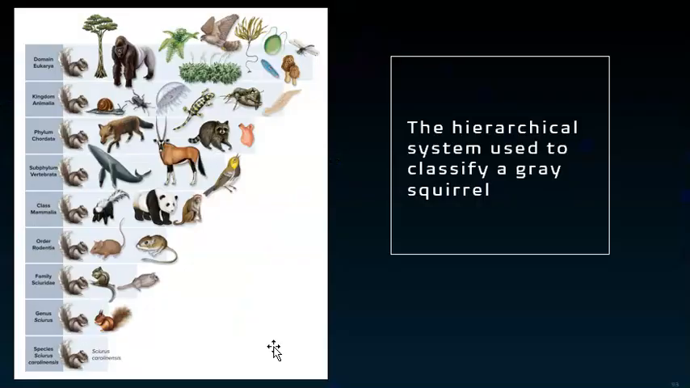So if we were looking at the hierarchical system used to classify a gray squirrel, just by this domain, kingdom, phylum, etc., this is what that would look like. You can see we're very general when we're just in the domain of Eukarya. And then we go on to the kingdoms. This kingdom specifically is Animalia, because we're not focusing on a fungus or eubacteria, archaebacteria. We're focusing on an animal, so we're in the Animalia kingdom.